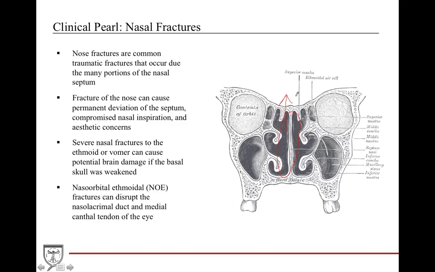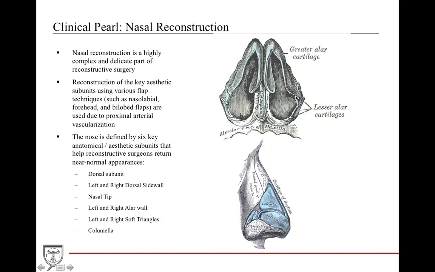Especially with the nasoethmoidal area fractures right around the bridge of the nose, those can be very significant, because if you disrupt that naso-orbito-ethmoidal area, you can disrupt the nasolacrimal duct, you can disrupt the medial canthal tendon of the eye, and then the eye will no longer function as it should. And then the nose is also important for nasal reconstruction.